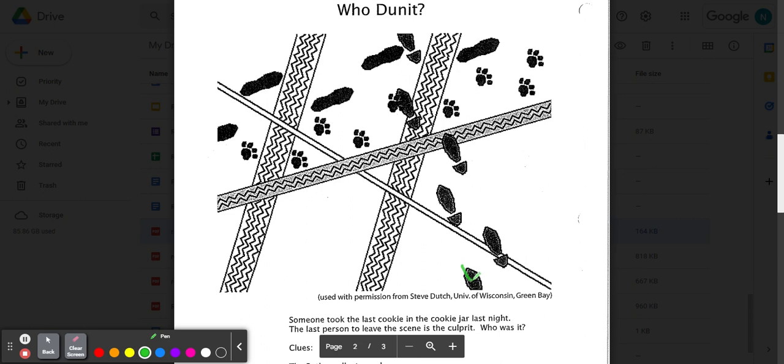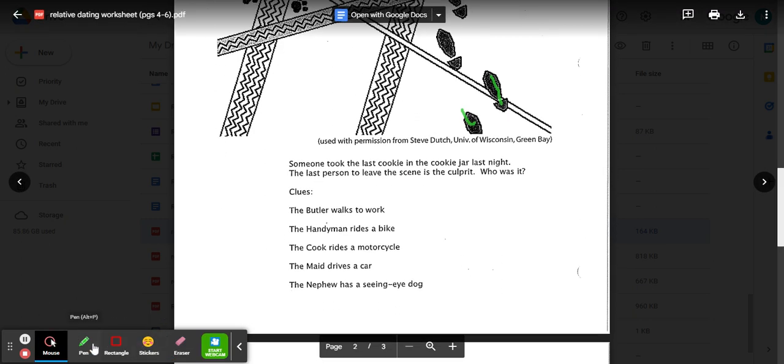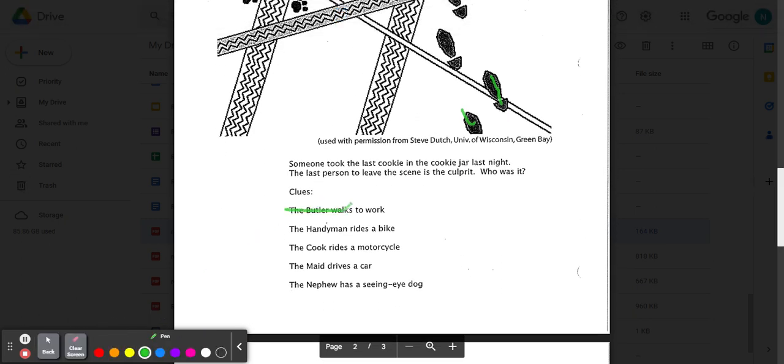Let's follow these shoe prints here. The shoe print goes over this thing, so it could have been the butler. It goes over the tire mark here. It goes over this tire mark. Ooh, but it's underneath the dog print. So he wasn't the last one to leave. So let's go back down here. We can cross off the butler. It wasn't the guy walking.